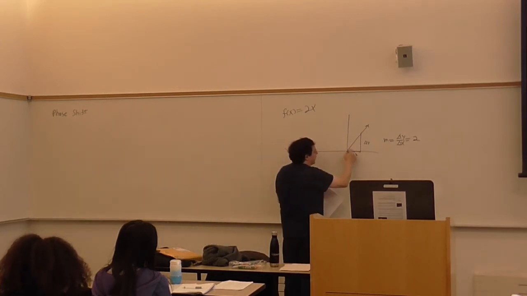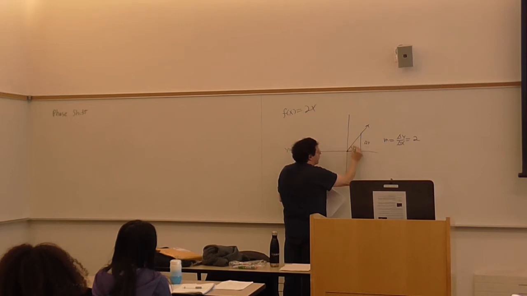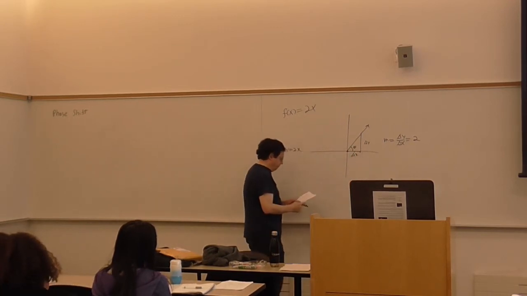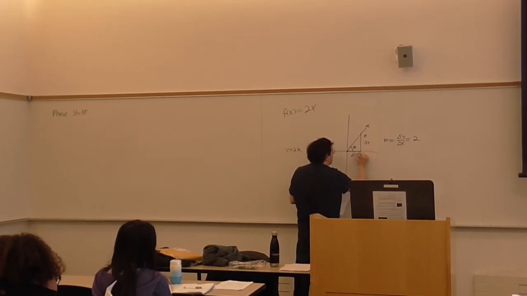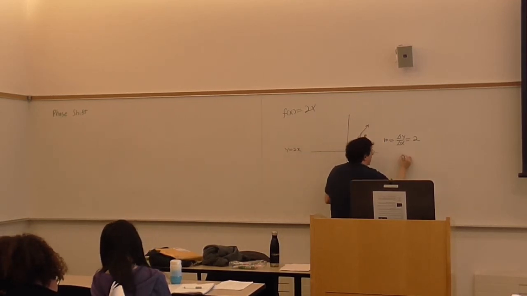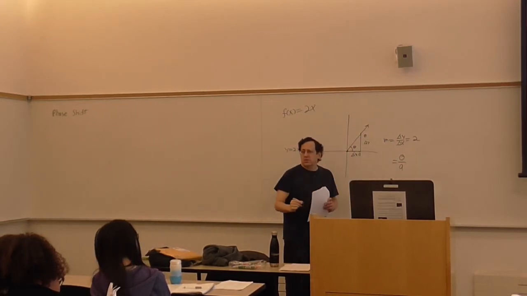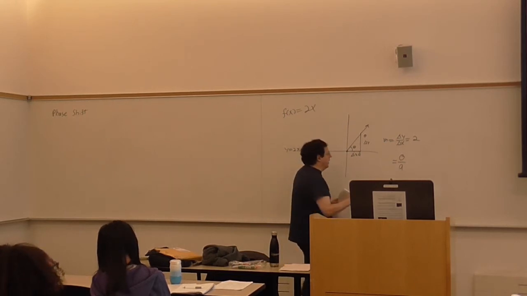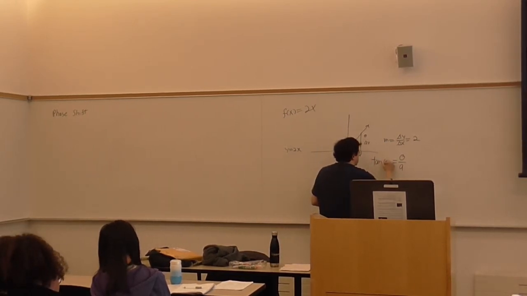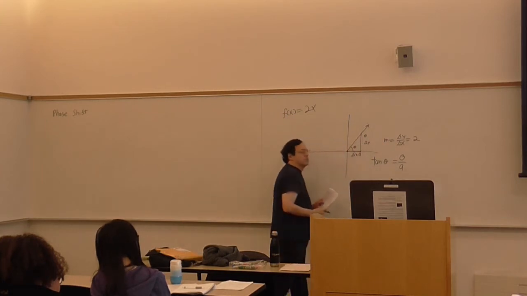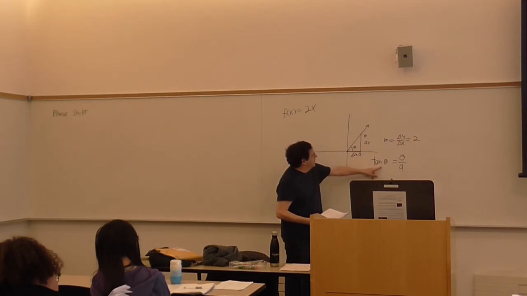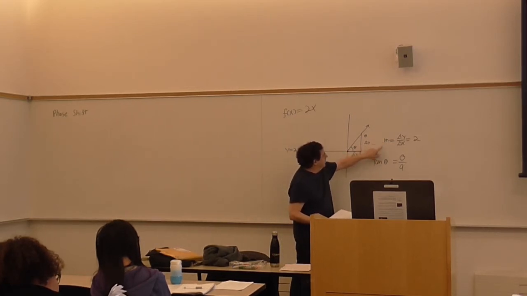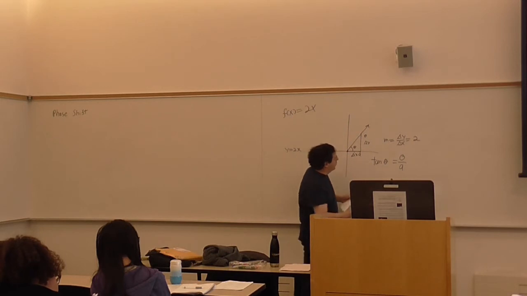Well, let's look at this triangle here for a second. It has some angle theta. We know that the opposite over the adjacent is what? It's just the tangent. Aha! The tangent of theta is just our slope, right? It's just delta y over delta x.